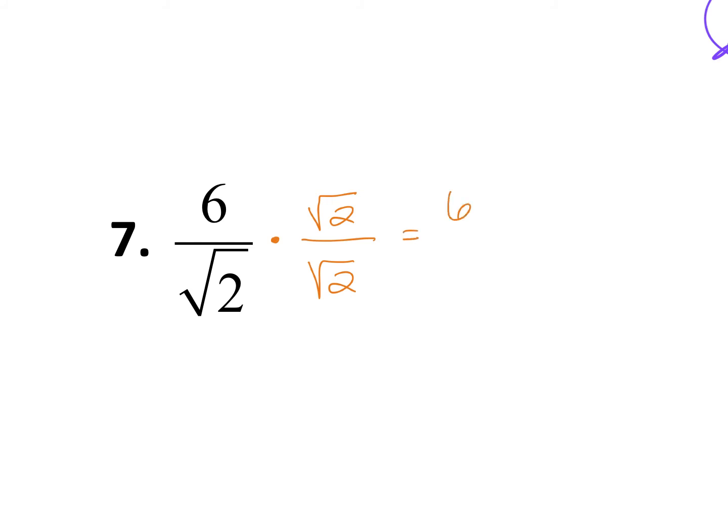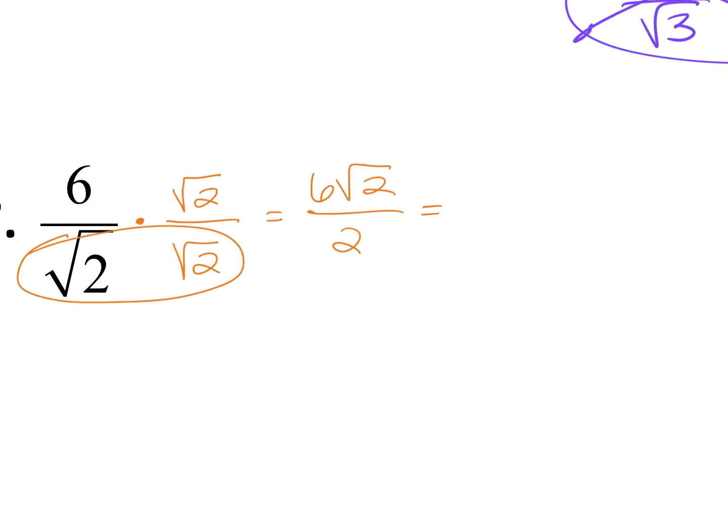So on top, you have 6 rad 2. What do you have on bottom? Rad 2 times rad 2 is the square root of 4, which is 2. Okay, what's your final answer? Not that. 3 rad 2. 6 over 2 is 3 times the square root of 2. Okay. Did you get that? Yeah, hopefully.